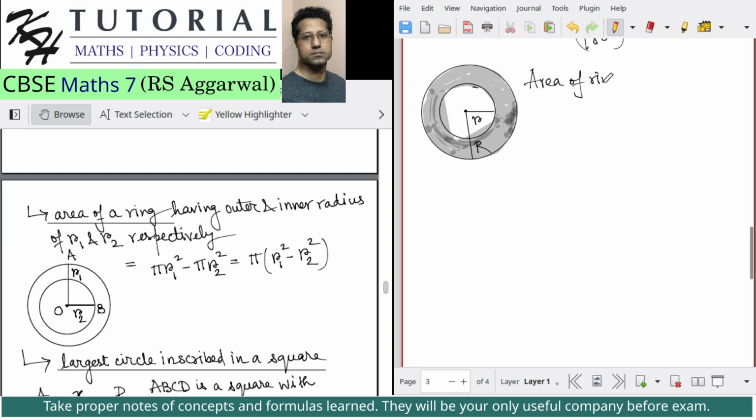So area of ring is equal to the area of the outer circle, that is the bigger circle, which is pi R square, minus the area of the inner circle, which is pi small r square. So this is equal to pi into capital R square minus small r square. So this is the area of the ring or the shaded region.